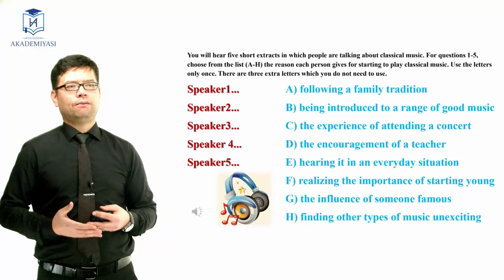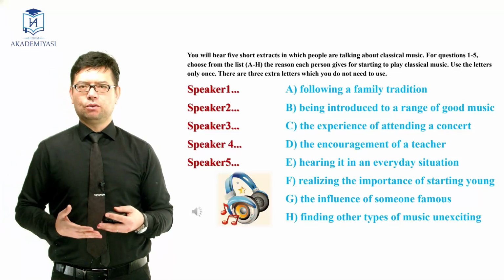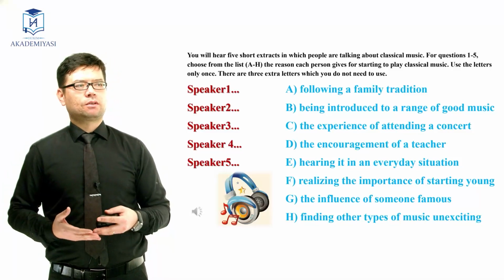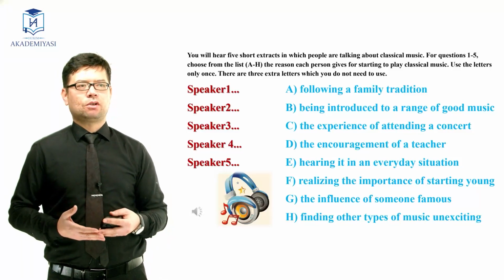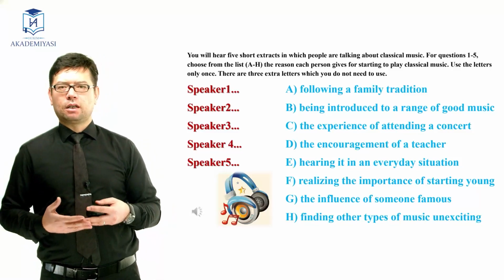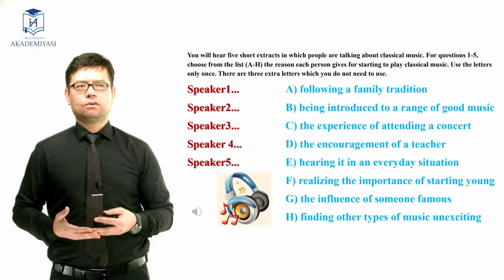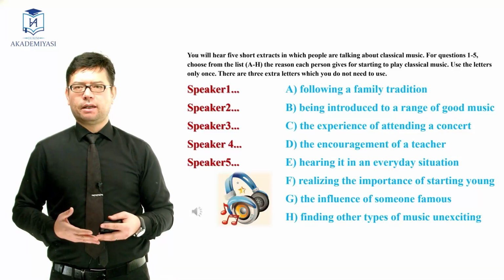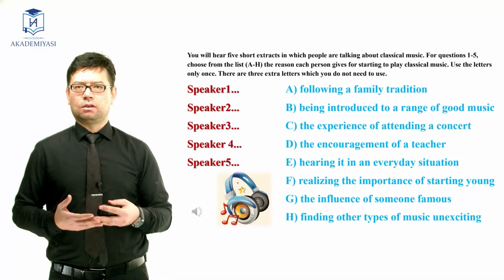You will hear 5 short extracts in which people are talking about classical music. For questions 1 to 5, choose from the list A to H the reason each person gives for starting to play classical music. Use the letters only once. There are 3 extra letters which you don't need to use.